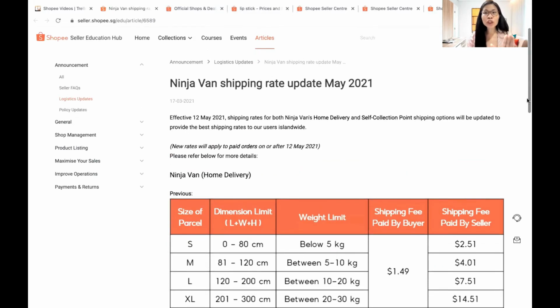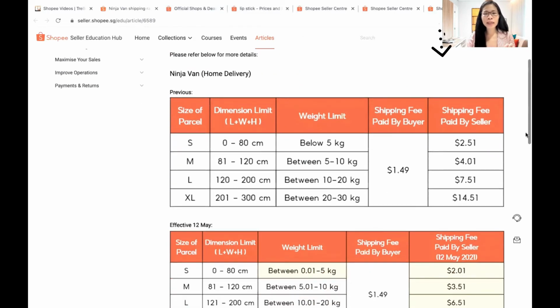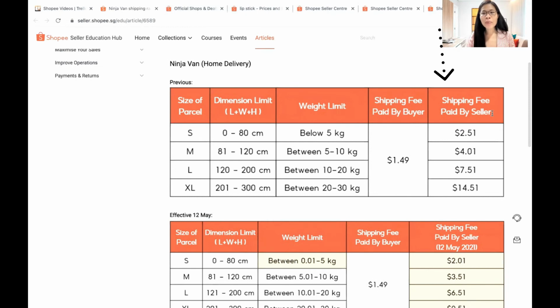So for example, take the Ninja Van logistics partner as an example here. The shipping fee paid by seller column here is the amount that you are bearing if you select Ninja Van as your Shopee logistics partner. And here I would like to highlight that the shipping fee that you are bearing is subject to the 2.14% transaction fee. Meaning if you sell a product for $9.90 and you are paying shipping to Shopee of $1.41, both of these amounts are subject to the 2.14% transaction fee.